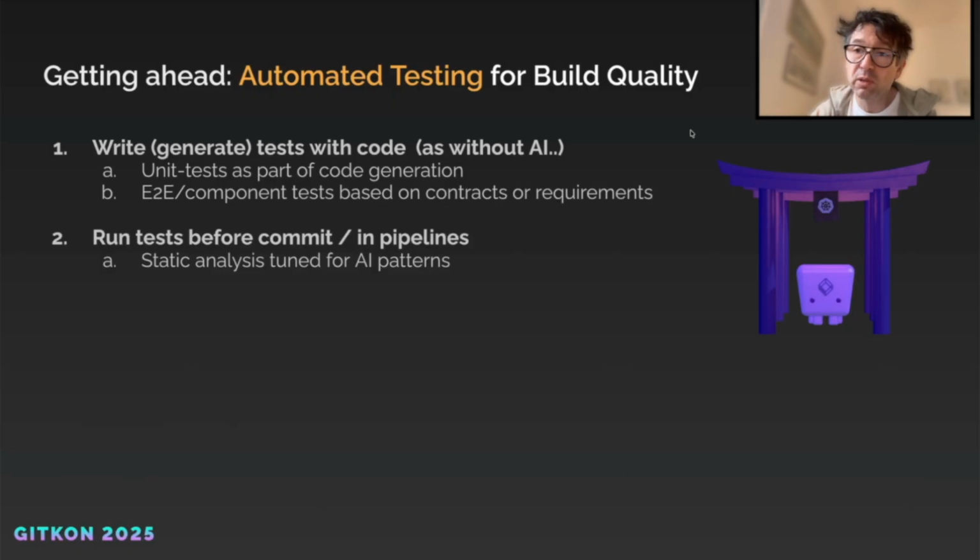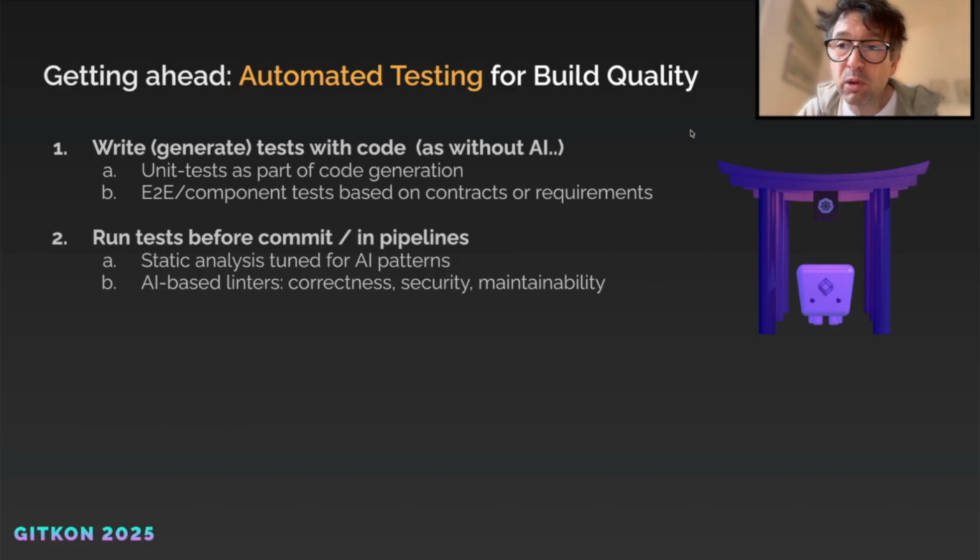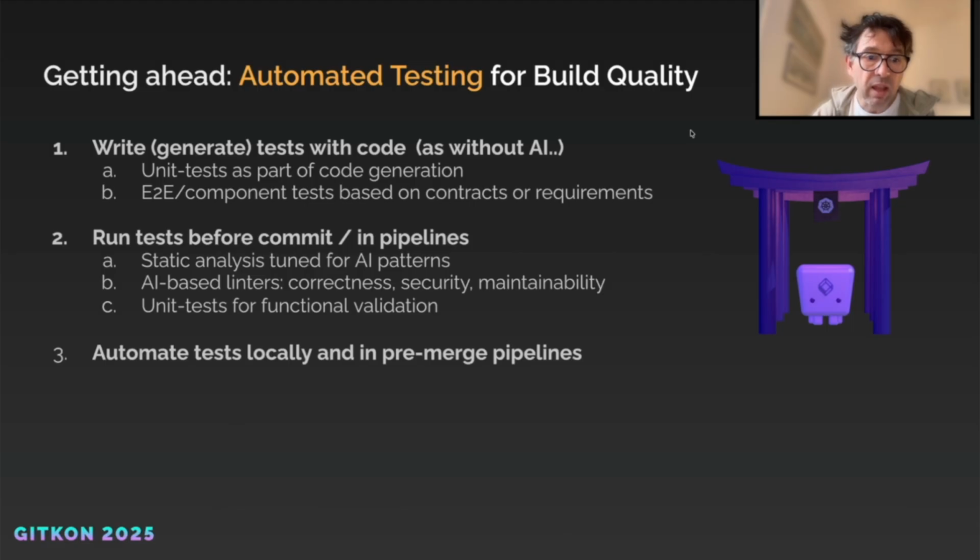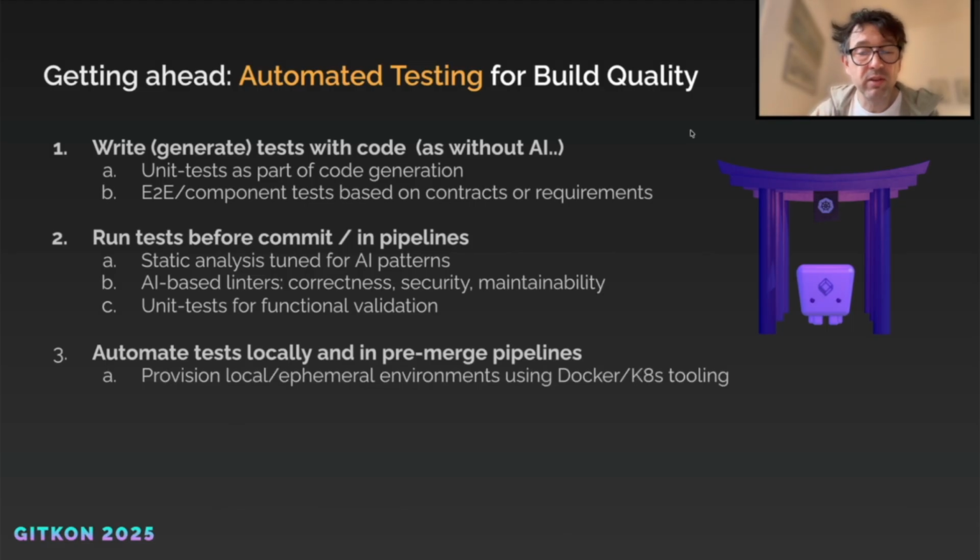But if you can do static analysis before even committing, there are AI-based linters out there that not just use AI to lint, but also ensure that the code being generated follows the rules that you have and the context that you've given. And unit testing as before. And then try to automate that, right? So it's not something you have to do manually. Make sure that those run locally.